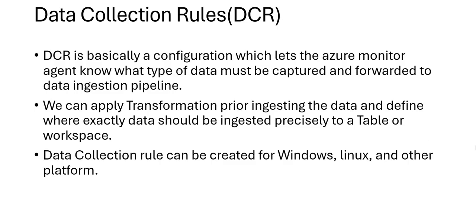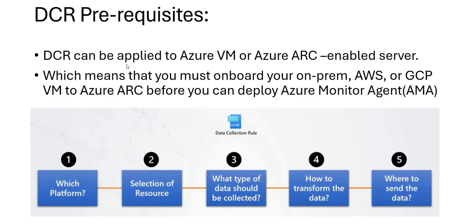Now, a DCR can be created for Windows and Linux. We just checked, right? Now there are certain prerequisites prior to creating our data collection rule. What are these? It can be applied to an Azure VM or an Azure Arc machine. These are the two things only where we can apply our data collection rule. We cannot apply it apart from these two. Either it should be an Azure VM, or if it is any on-premise or CSP machine, it should be onboarded by Azure Arc.